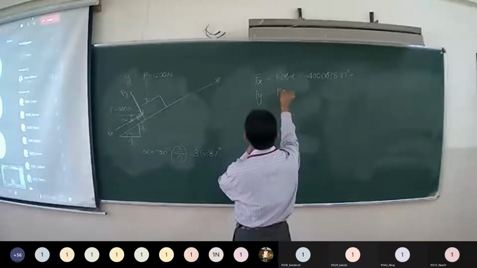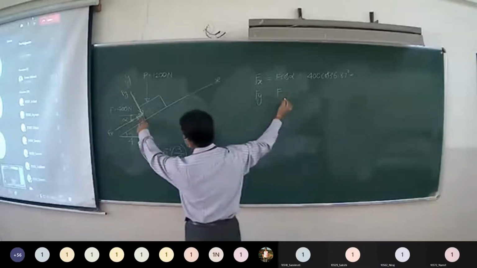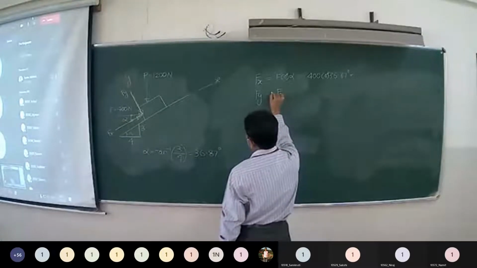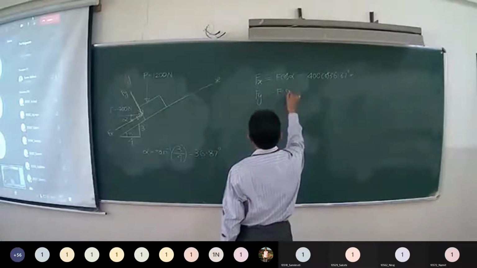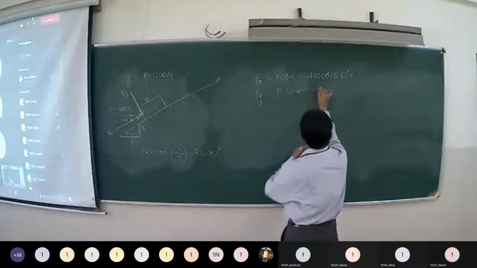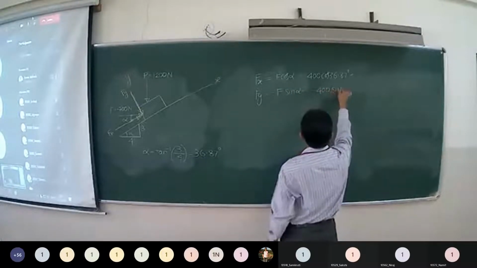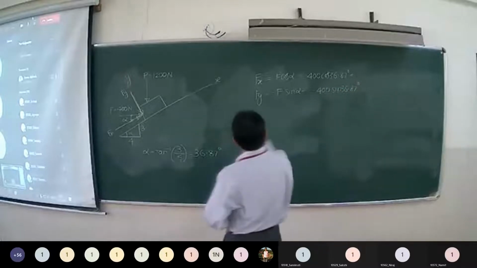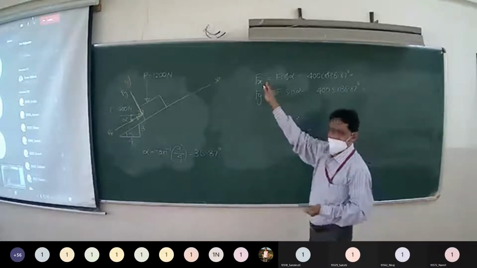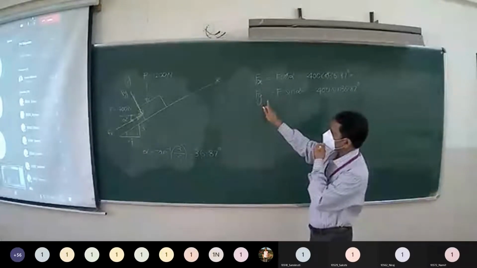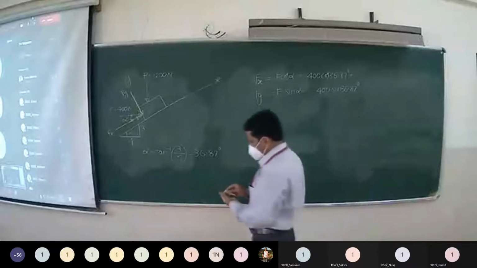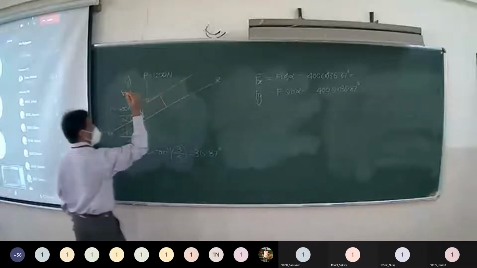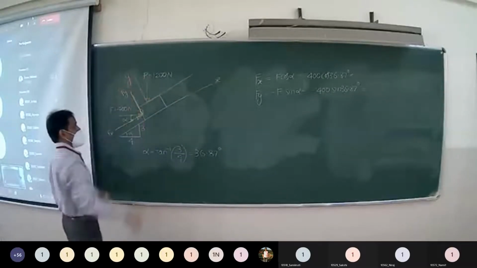Fy, it is as per the direction which we have mentioned here. Fy is downwards, so I will write minus F sin alpha, that is minus 400 sin 36.87. Fx is nothing but the component of F along the plane. Fy is the component of F perpendicular to the plane. Similarly, this is the x-axis along the plane, and the y-axis is perpendicular to it.